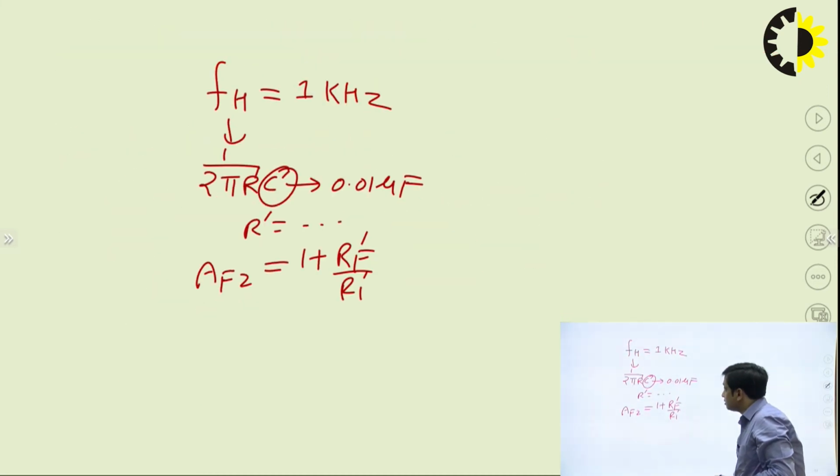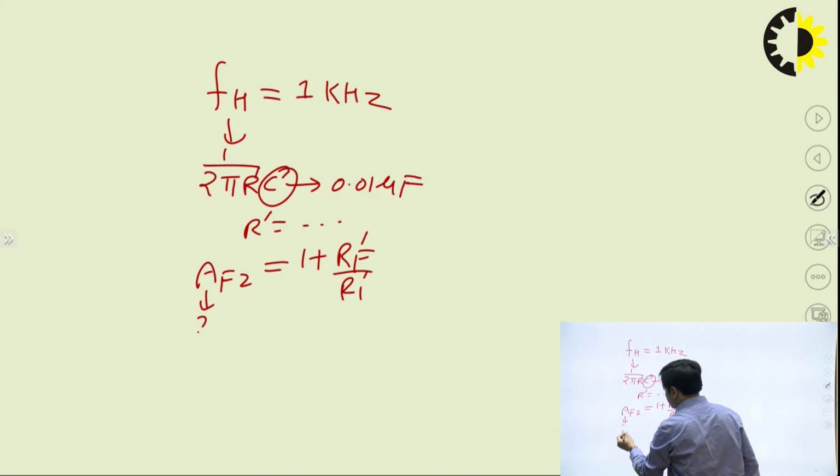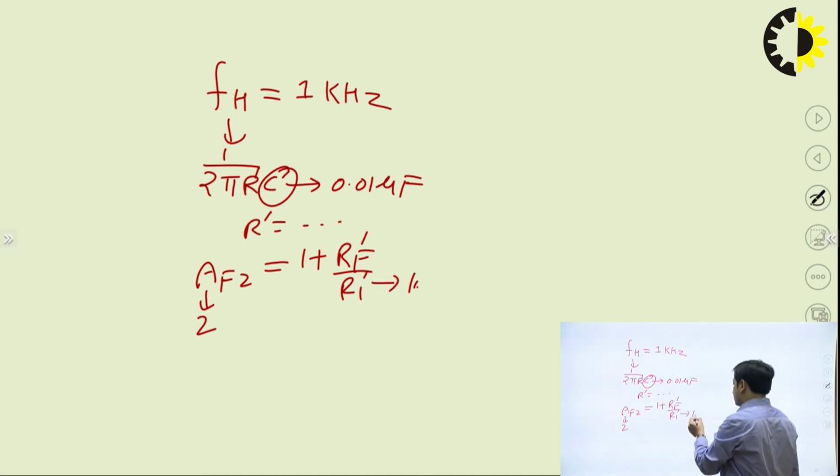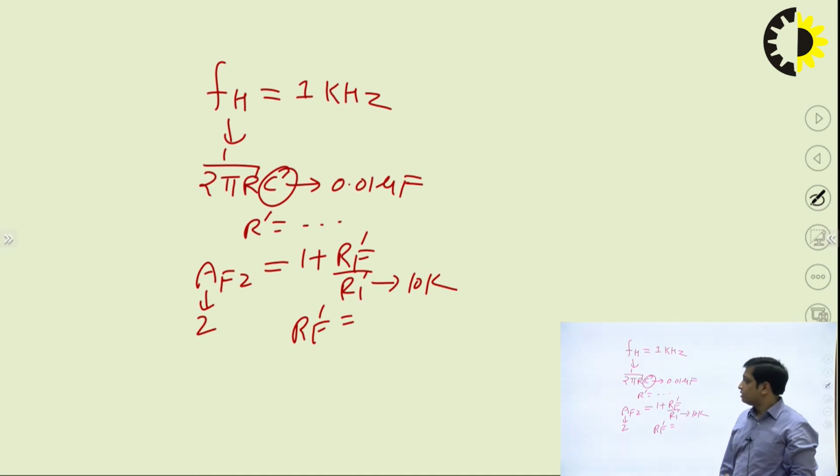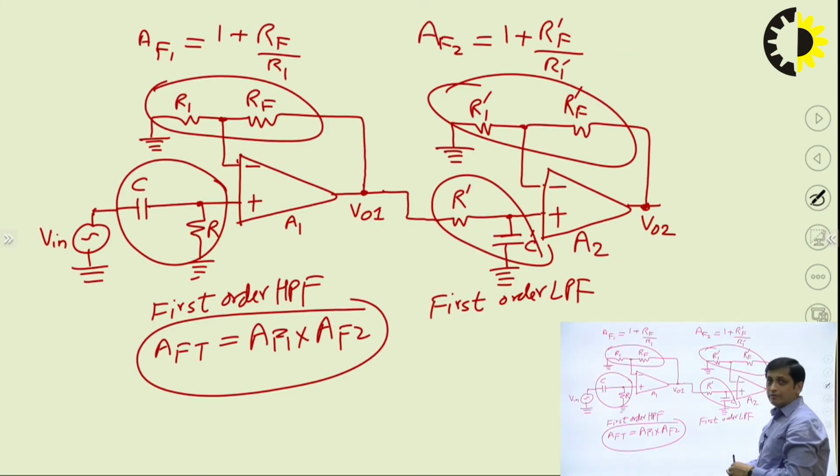So again this AF2 is equal to 2. So let's take R1 dash is equal to 10K. So you can calculate the value of RF dash. So from here you can get all the numerical values for R dash, C dash, R1 dash and RF dash. It means that in this circuit we have got the values of R dash, C dash, R1 dash, RF dash. So from here we have got all the component values. Now you have to draw this circuit, and you just mention all the component values in this circuit. This is the last step.